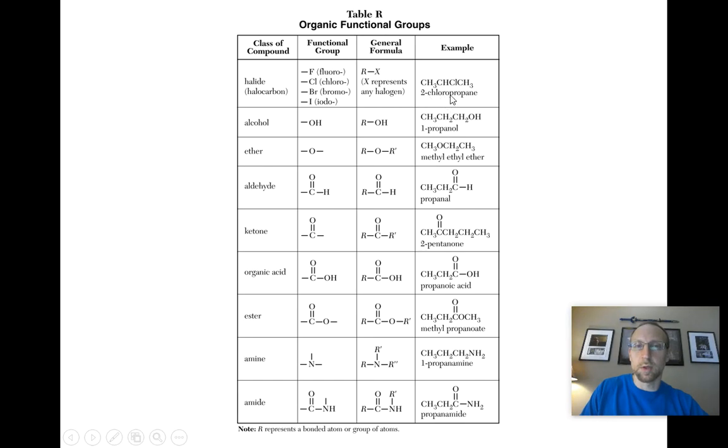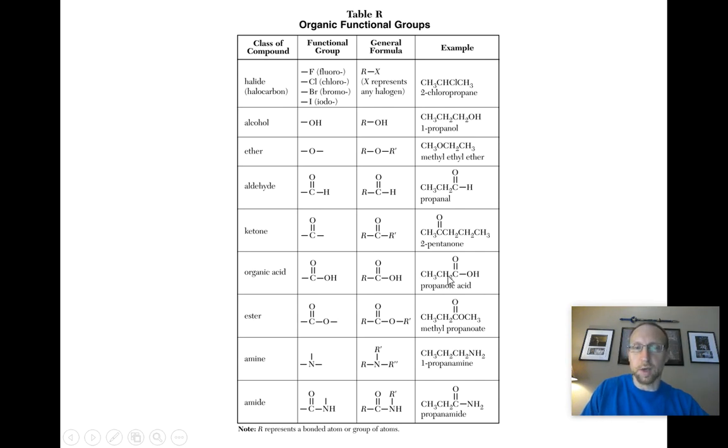Alcohol, prefix plus anol. Now I need a number. Ether, name them coming off of the O. Methyl, ethyl, ether. Don't need a number. Propanal, prefix plus anal, right? Pentanone, prefix plus anone. All of the rules are right here on table R. Just use it to help you out. Organic acids, propanoic acid, prefix plus anoic acid.